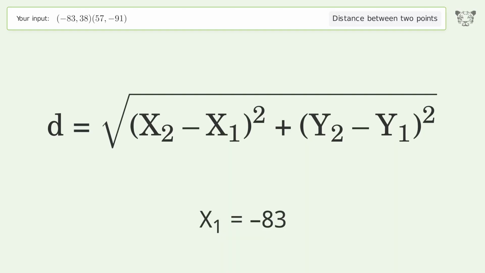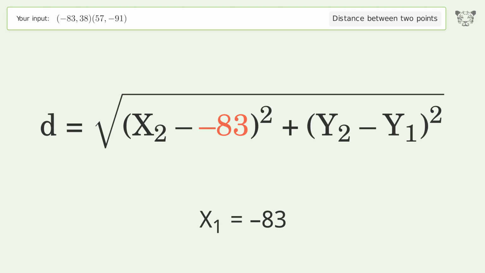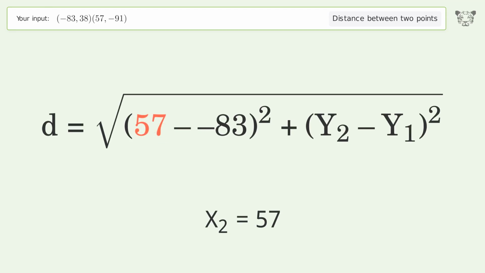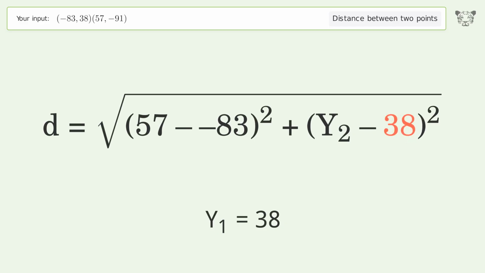x1 equals -83. x2 equals 57. y1 equals 38. y2 equals -91.